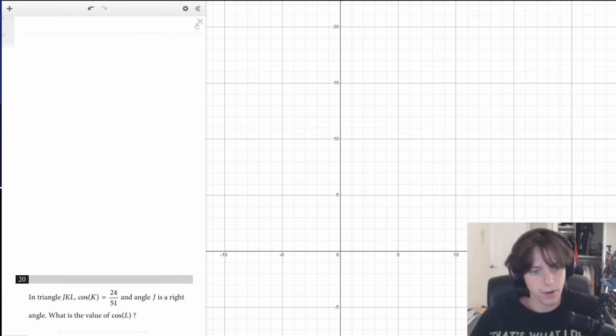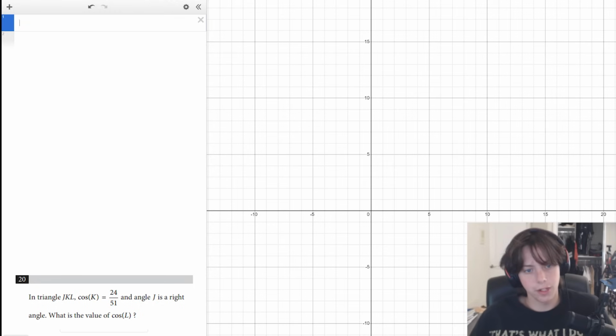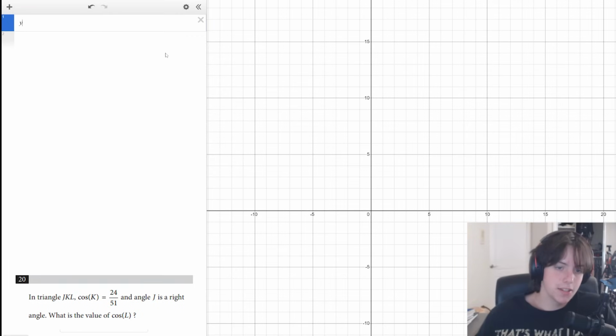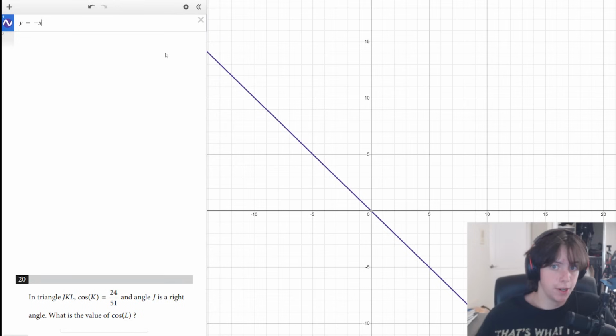Question number 20. In triangle JKL, cosine of K equals 24 over 51. Angle J is a right angle. What is the value of cosine of L? For this one, I would recommend doing it on paper, but for the sake of the video, I am just going to do it on Desmos.